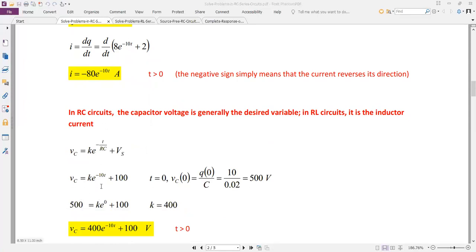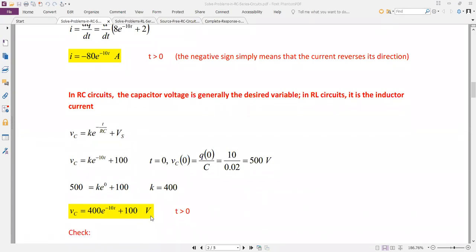But if you have the correction reflected, of course, it would not be the answer. So you have here the 500 and you have k e raised to 0 plus 100. The purpose of this is for you to know the constant k. What is the value of the constant k if you substitute here? So we have the answer to be VC equal to 400 e raised to negative 10t plus 100, because we already determined the 400. The entire equation has a unit of volts.